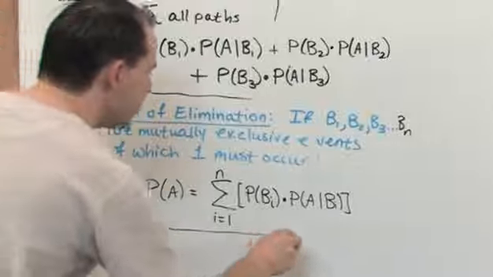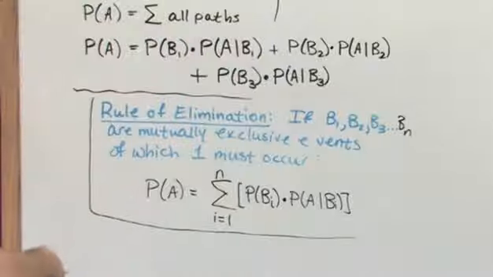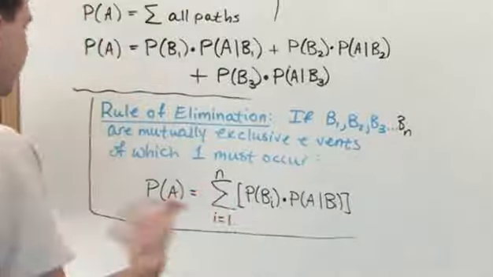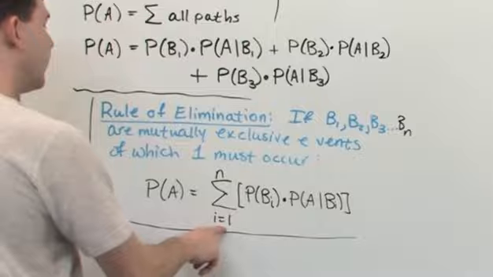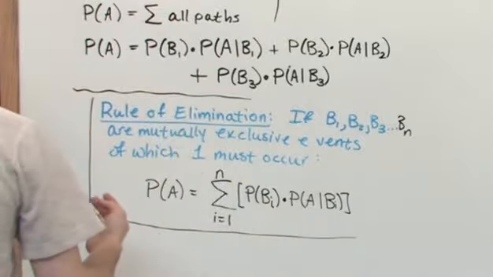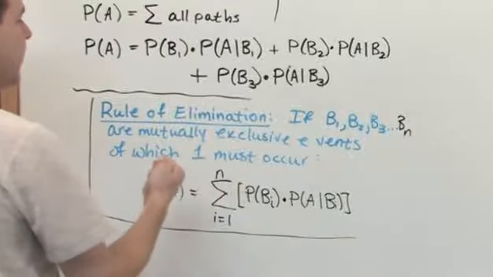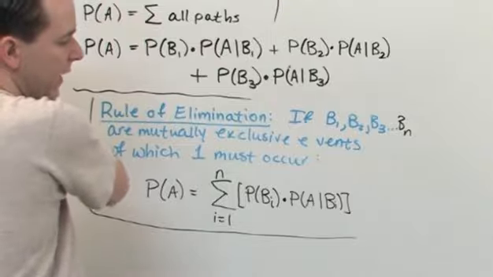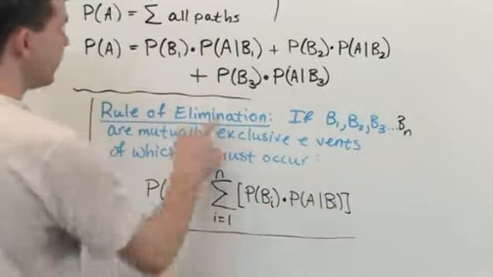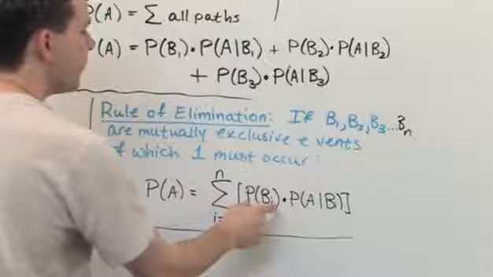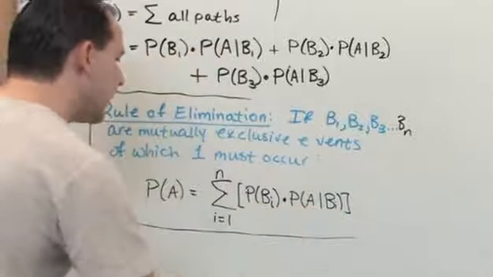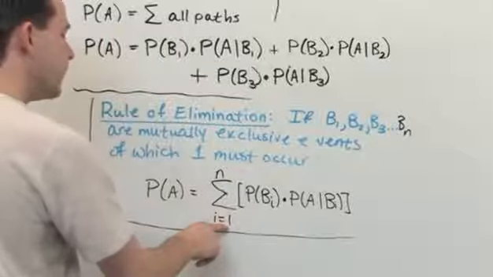If you look at this, it's a summation. If you haven't seen that before, the sigma is a shorthand way of saying that you're going to add some things up. So i goes from 1 to n. In this example n was equal to 3 because we had 3 paths, the 3 different factories. The way it goes is i equals 1, so you have B1 and B1 here. This is exactly what we had: probability of B1 times the probability of A given that B1 happened, plus, and then you go to the next number, i equals 2.